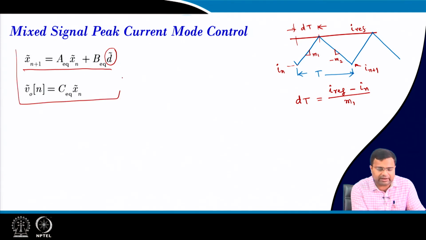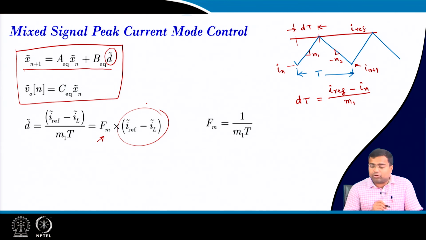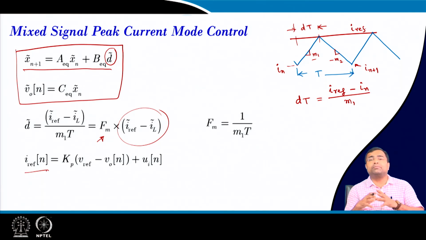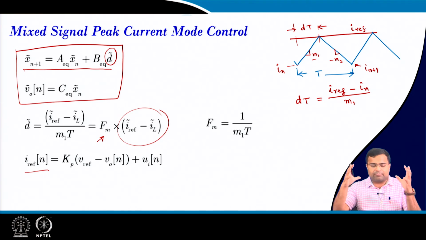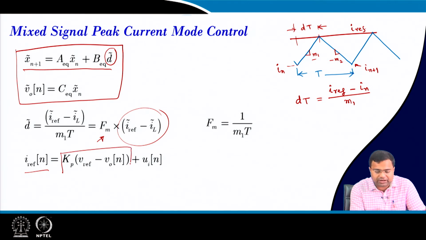So, these are the two basic equations of the state space model. Then we have discussed, that means if we take from here, the duty ratio perturbation can be a function of I ref tilde minus IL tilde, where we can write in terms of modulator gain times this current error. And what is the modulator gain? It is simply 1 by M1T under peak current mode control, where M1 is the rising slope of the inductor current. Then we can write I ref as coming out of a PI controller, because typically for current mode control we take a PI controller, and this is a discrete time PI controller. So this part is the proportional part, and this is coming from the integral part.